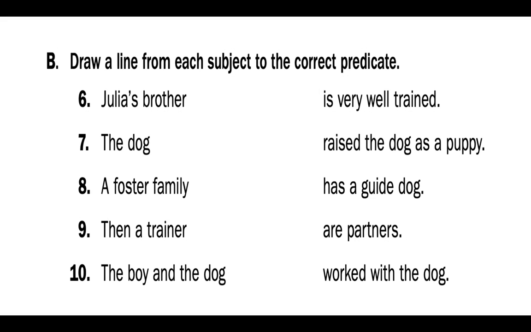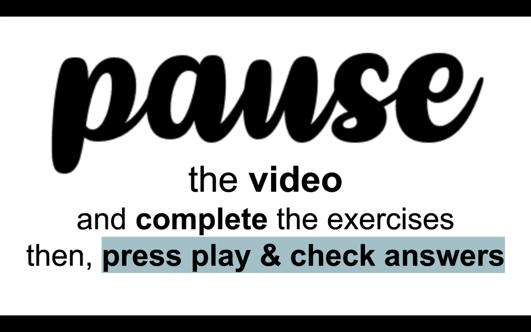In exercise B, you are asked to draw a line from each subject to the correct predicate about Julia, her brother, and guide dogs. Read carefully. Only one subject can match with one predicate to make a complete sentence. Pause the video another time, complete the exercises, and then press play to check your answers.